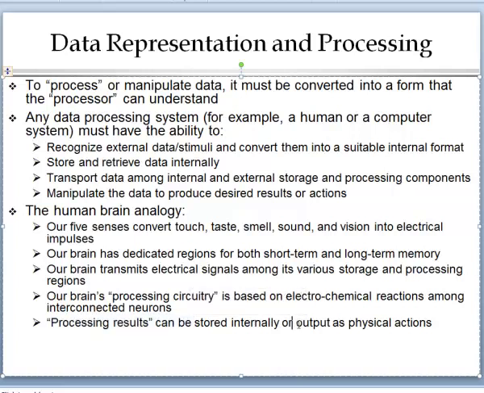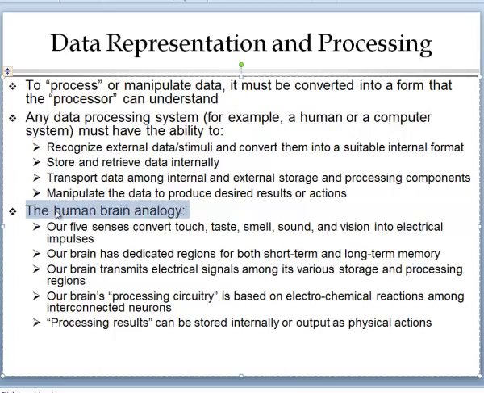Or we can direct physical actions. So we can move our arms, we can wave our hands, we can speak, we can stand up and jump out of the way of approaching danger or whatever. Once again, all based on electricity.